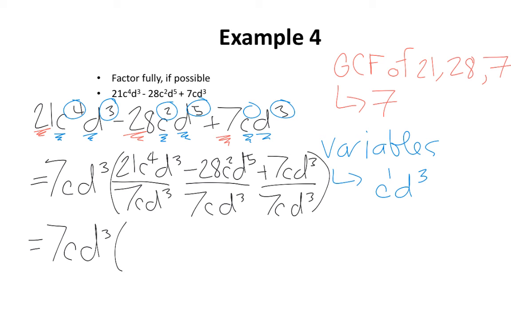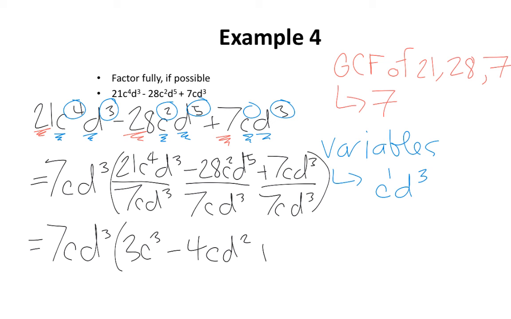21 divided by 7 is 3. C to the power of 4 divided by c is c to the power of 3. D to the power of 3 divided by d to the power of 3 is 1. We don't write the 1 in. 28 divided by 7 is 4. C to the power of 2 divided by c is c to the power of 1. I'm not going to write that 1 in. D to the power of 5 divided by d to the power of 3 is d to the power of 2.